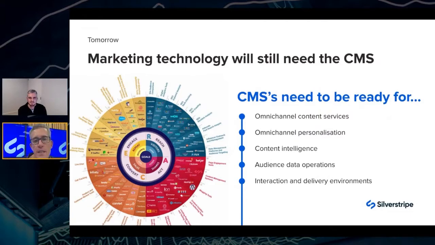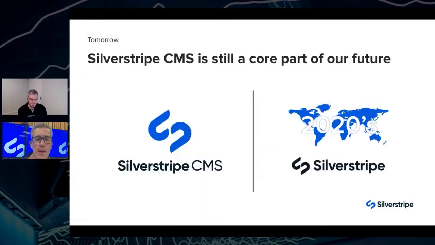So CMSs need to be ready, and we believe, importantly, that it needs to be able to interact with new technologies and have things like omnichannel content services, omnichannel personalization, again with data integration, content intelligence, audience data operations, and things like interaction and delivery environments, among many other capabilities as well. So Silverstripe is definitely still part of our future. And as we move through the next decade, it's going to get even more fun. Thank you.